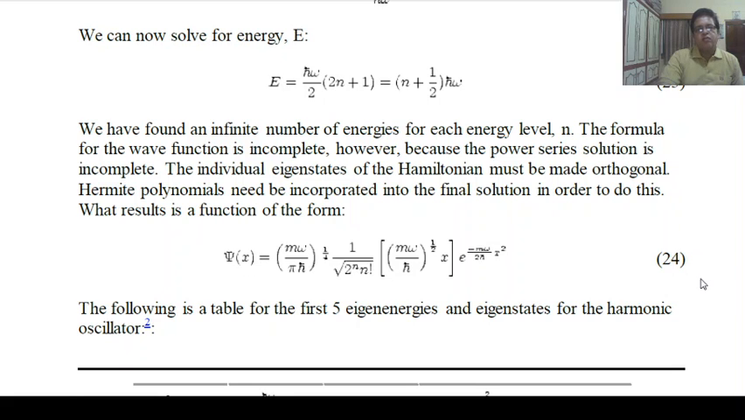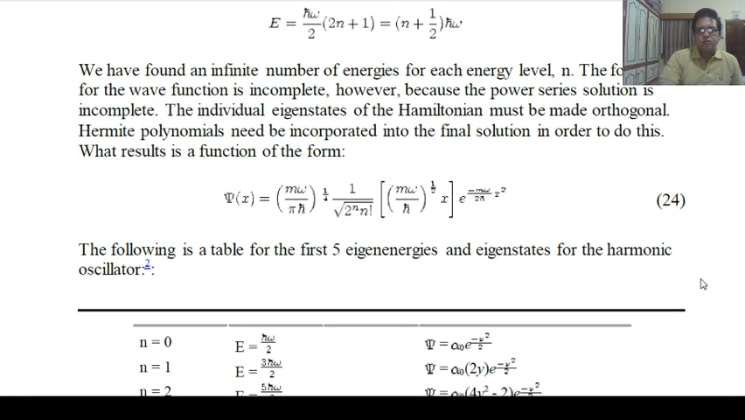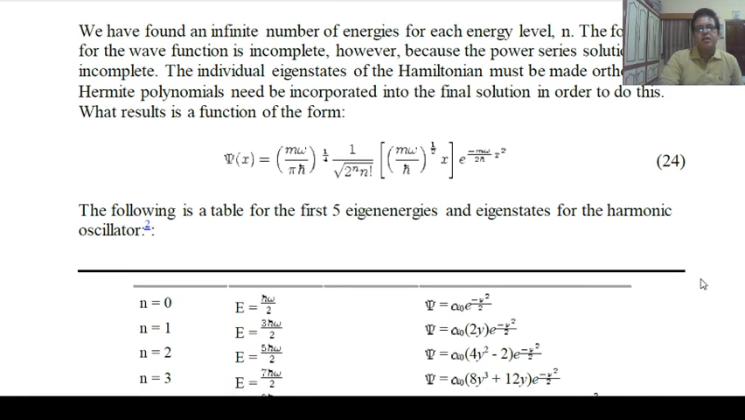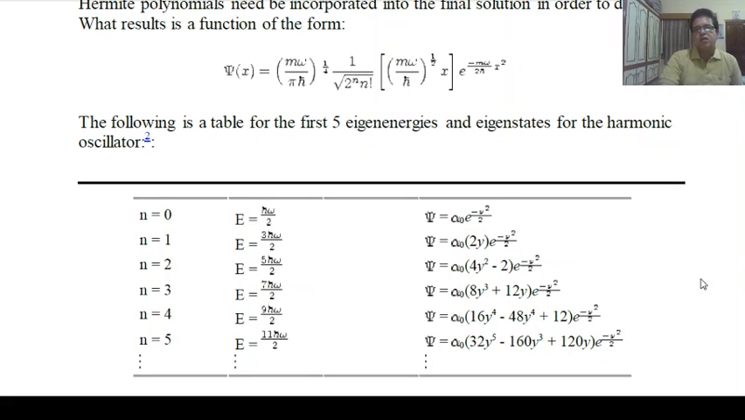What results is a function of the form psi of x equal to (m omega upon pi h bar) raised to 1 by 4, times 1 upon under root of 2 raised to n factorial n, times the Hermite polynomial of (m omega upon h bar) raised to half x, times e raised to minus m omega x square upon 2 h bar. The following is a table of the first 5 energies and eigenstates for the harmonic oscillator.